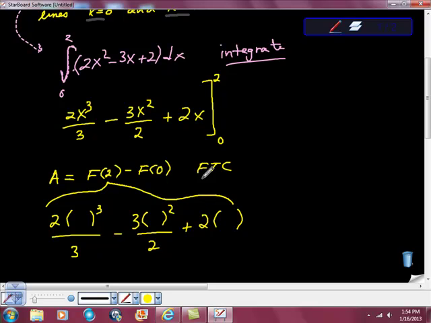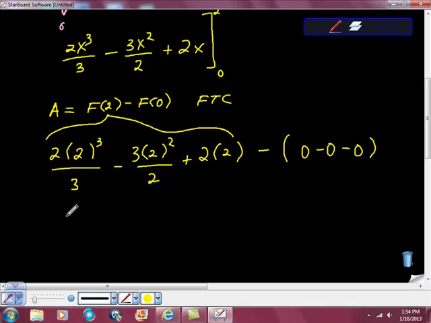And now I'm going to do the other part. So minus F of 0, and that would be 0 minus 0 minus 0. I think that makes sense, doesn't it? Because if I put 0 in, each one of these terms would go to 0. So that's where I'm getting that. Here I'm going to plug in my b value, which is 2, the upper bound.